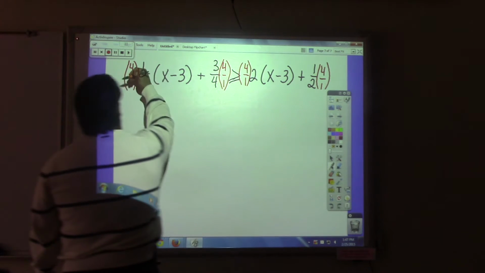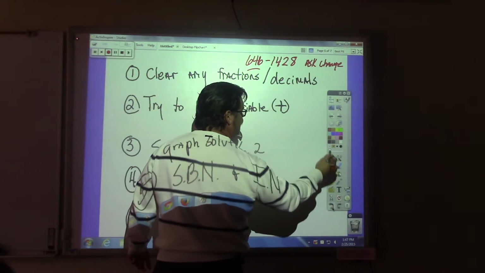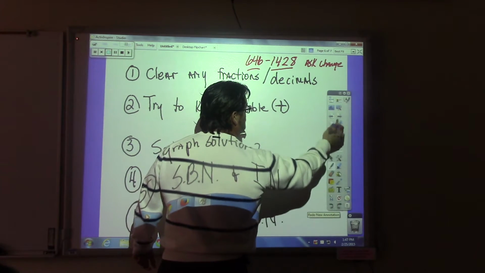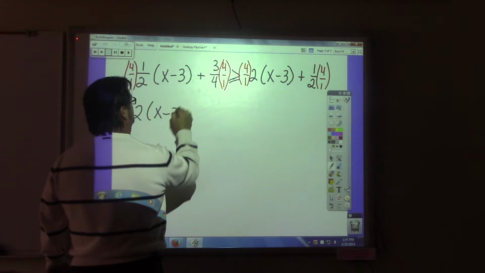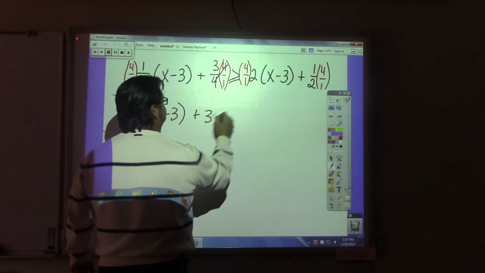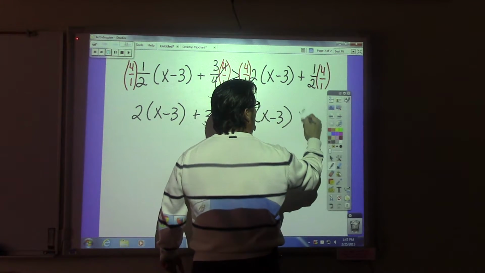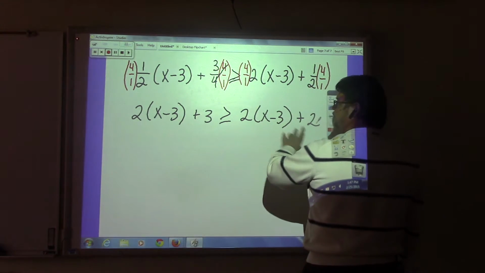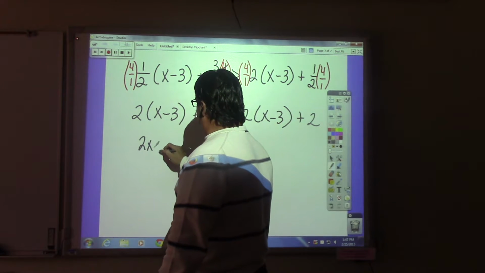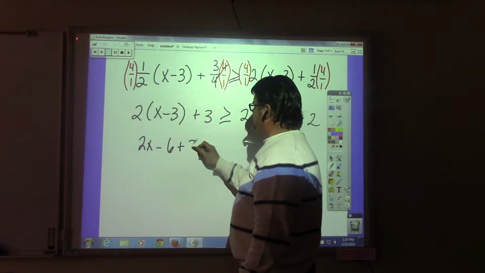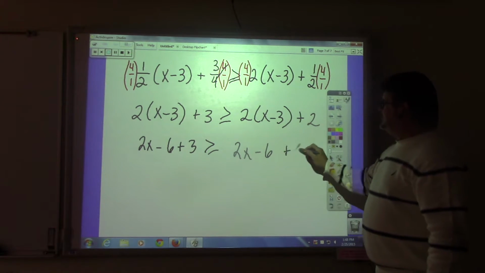All right, so here we go. What's 4 divided by 2? 2. Fours go out. 2. And I think that's a whole lot easier to work with than that. 2x minus 6 plus 3. 2x minus 6 plus 2.